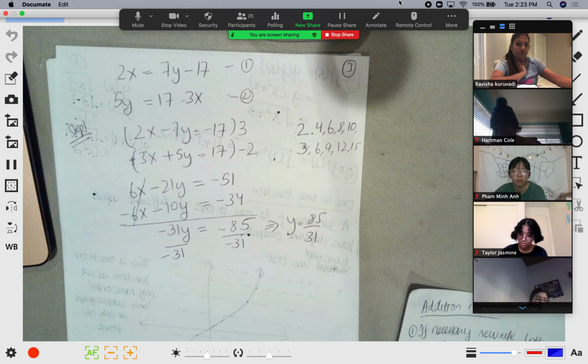I mean, you cannot divide it evenly. It will come in decimals. Yeah, so this is your answer. Okay, you got your y as this. What about my x? How do you get my x? Y I got, okay, 85 over 31.